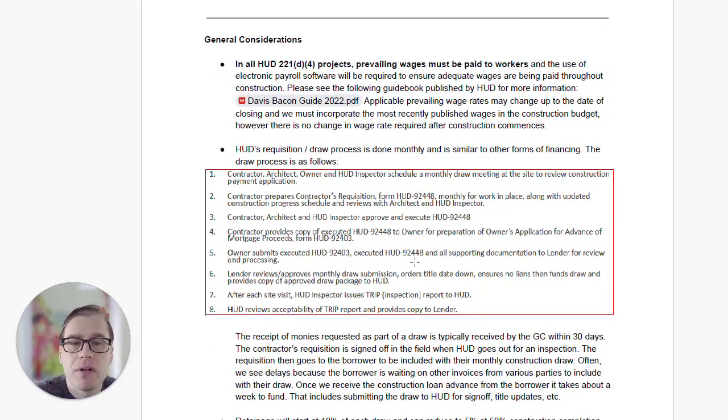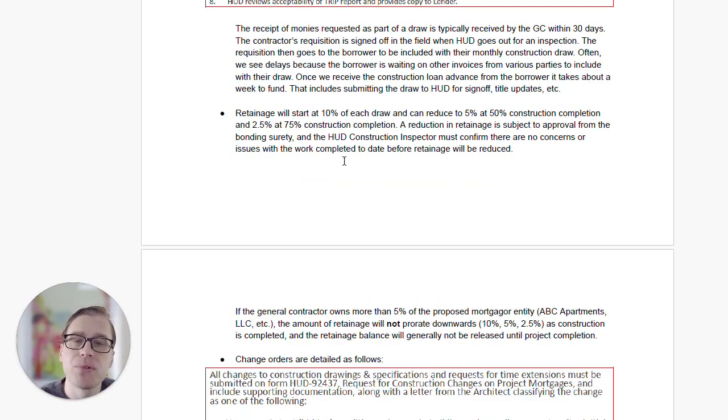HUD's requisition draw process is done monthly, not too different from most draw processes, regardless of lending type. So the contractor, the architect, and the owner will go out monthly, inspect the work that was done, sign off on it, and typically the GC will receive the monies from that draw within 30 days. Retainage starts at 10% of each draw. It prorates down to 5% at 50% completion and 2.5% at 75% completion. That's assuming that construction's going well, there's no issues.